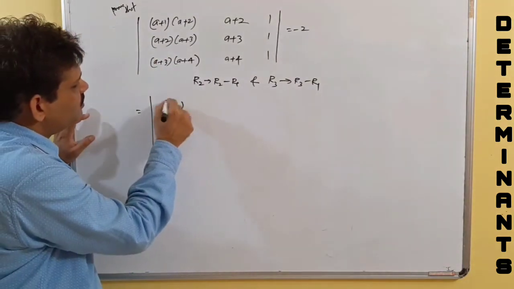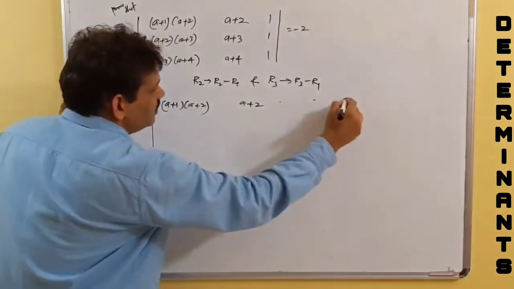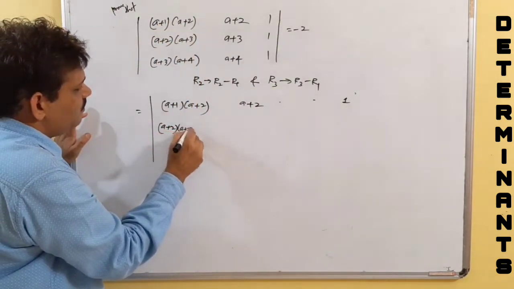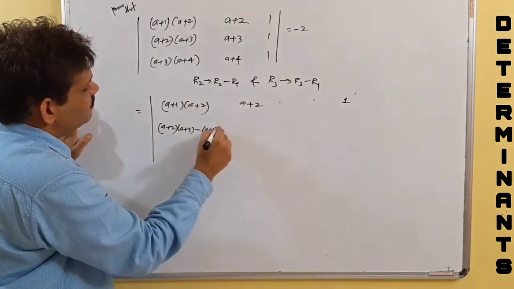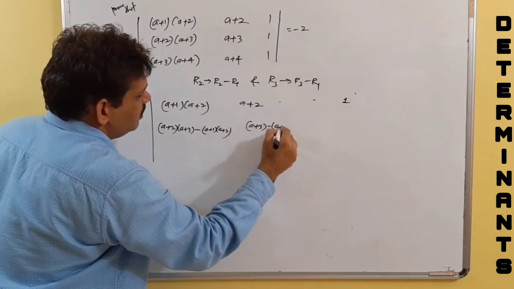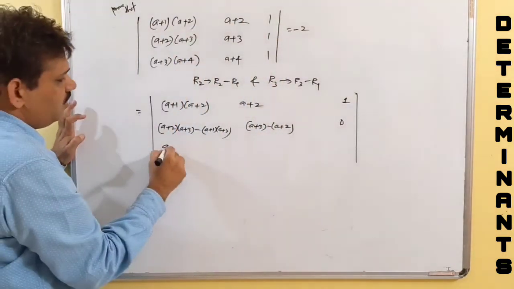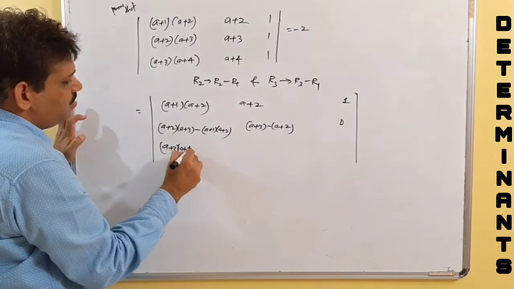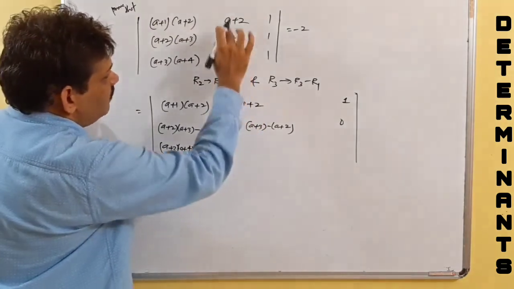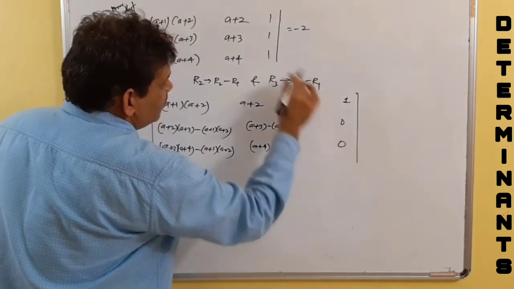So this is a plus 1 into a plus 2. There is no change in R1, so I am repeating R1 here. This minus this. This is a plus 2 into a plus 3 minus a plus 1 into a plus 2. Here a plus 3 minus a plus 2. Here 1 minus 1 is obviously 0. This minus this. So a plus 3 into a plus 4 minus a plus 1 into a plus 2. This minus this. A plus 4 minus a plus 2 and 1 minus 1 is 0.